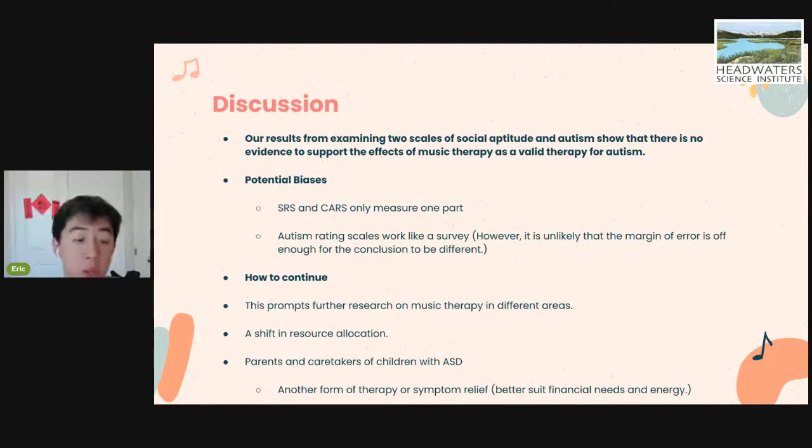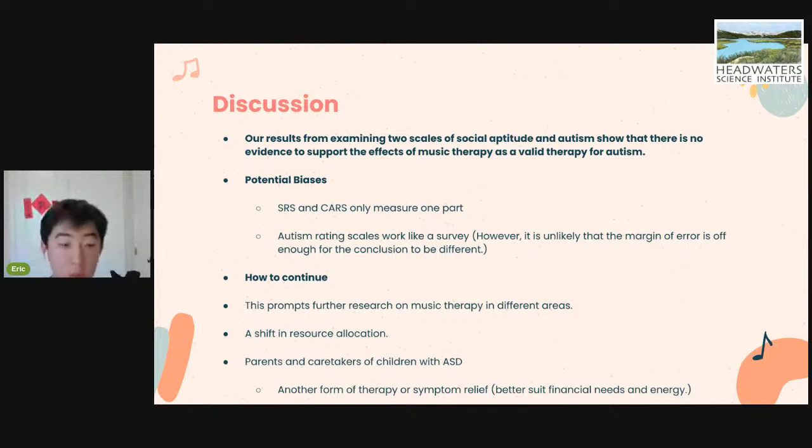So we concluded that our results from examining the 2 scales of social aptitude and autism show that there is no evidence to support the effects of music therapy as a valid therapy for autism. So this just means that there is no overwhelming evidence to prove that music therapy did something positive to the children with autism on relieving their symptoms. And how would we continue with this?